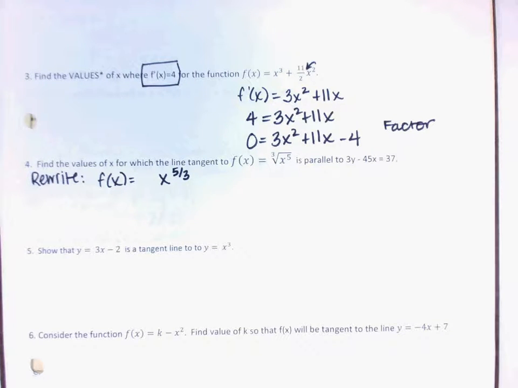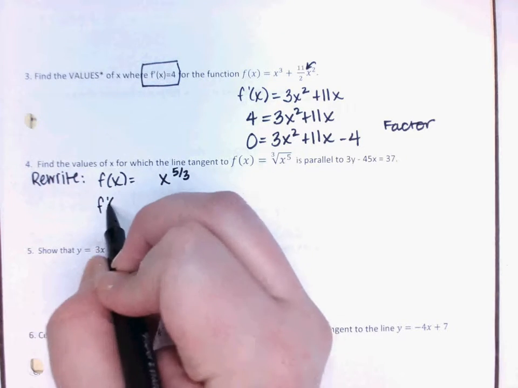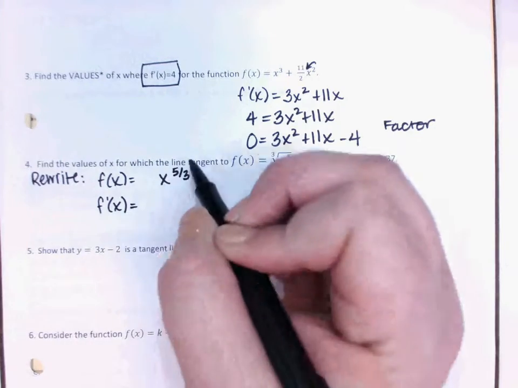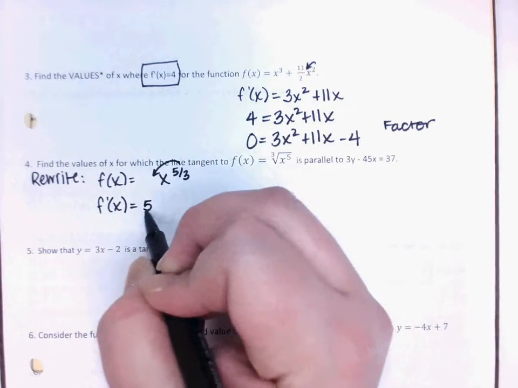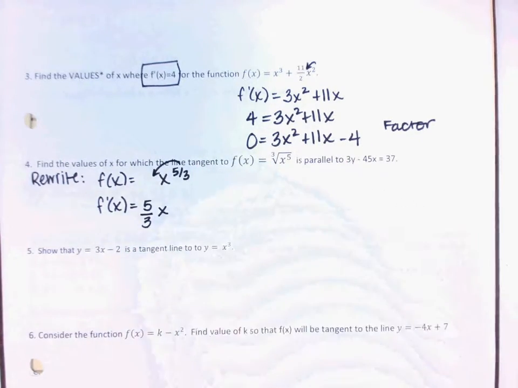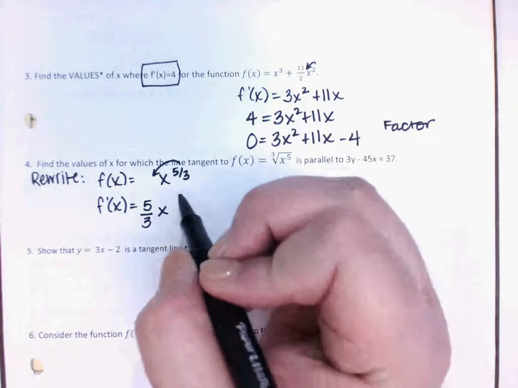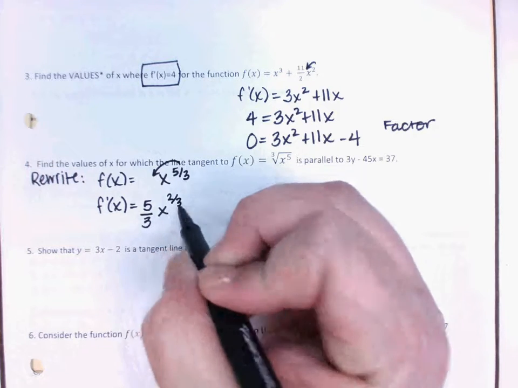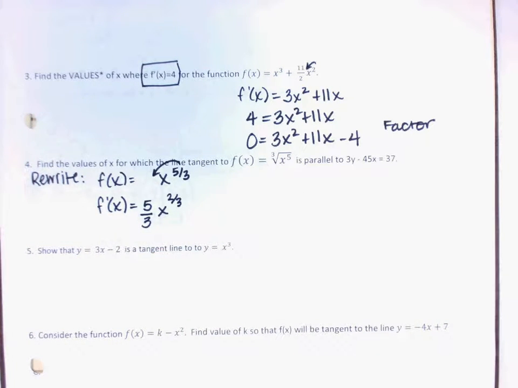So I rewrite it as a power over a root. And now I'm going to take the derivative. So my 5/3 comes down to the front. And then if I'm minus 1, that's like a 3/3. What's 5/3 minus 3/3? 2/3. Okay, so there's my f prime.